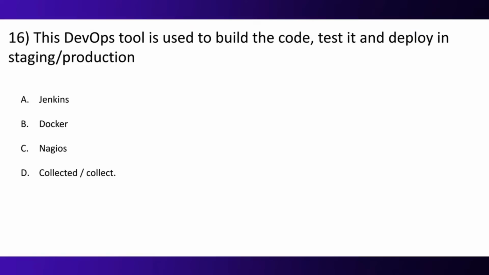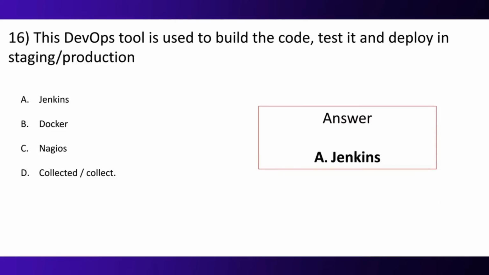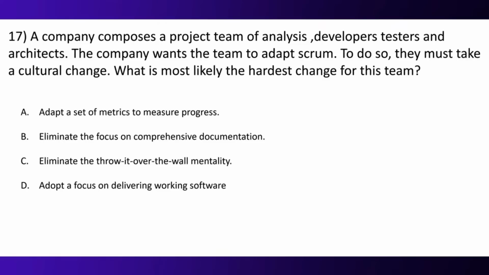Question 16. This DevOps tool is used to build the code, test it, and deploy in staging or production. Option A. Jenkins. Option B. Docker. Option C. Nagios. Option D. Collectd or Collect. And the correct option is A. Jenkins.